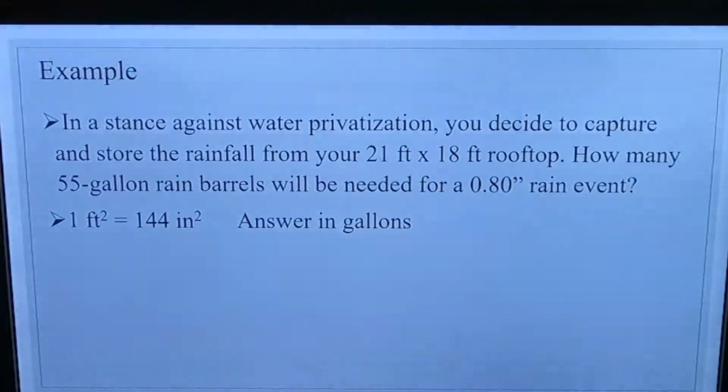Alright. So going back to vertical farming, one thing you can do is capture the water from your roof and use that as your water supply. So you have decided that you want to store the rainfall from your rooftop. And we're going to do this one in gallons, okay? Because converting that to barrels and all that stuff is a little too much. So now we don't have to do any of our centimeter conversions.